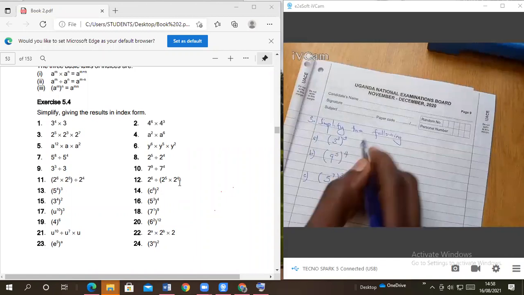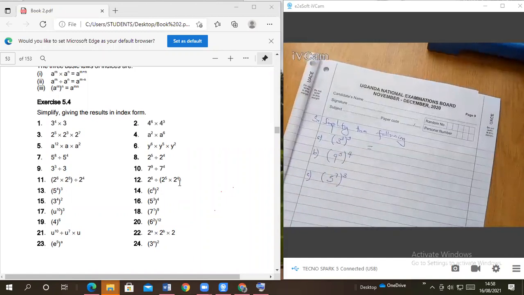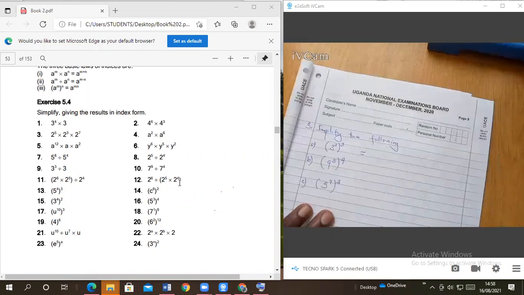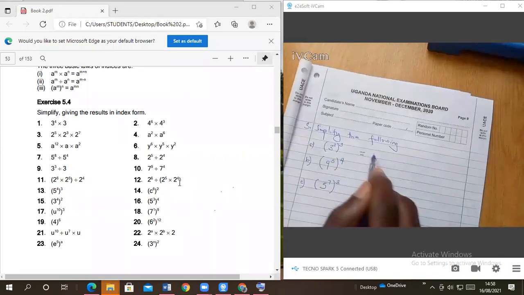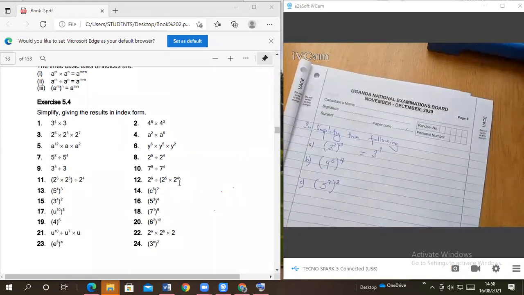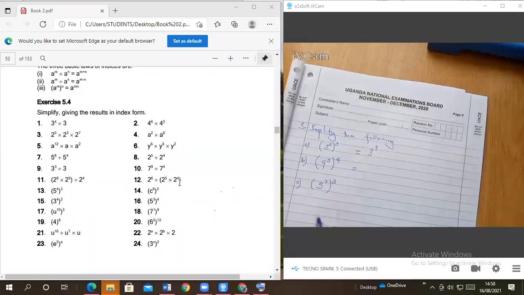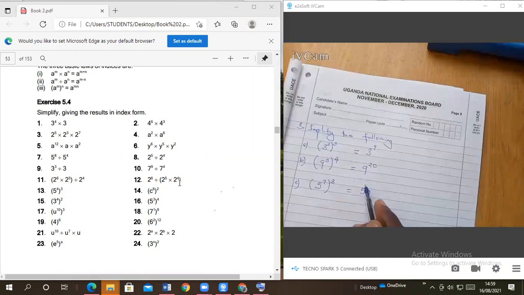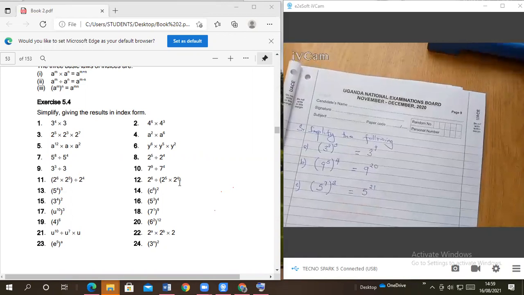So what's the answer for the first one? 3 to the power 9. Then the second one: 9 to the power 20. Then this is 5 to the power 21. As simple as that.